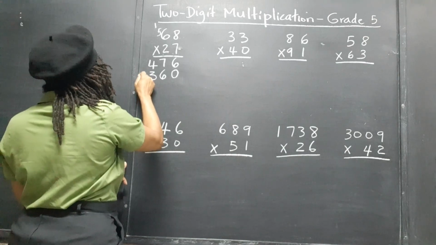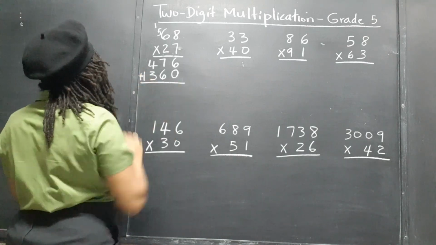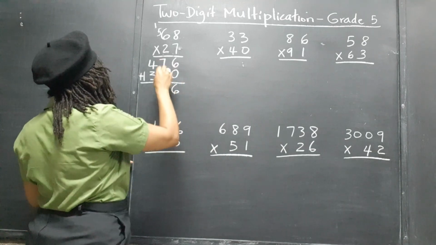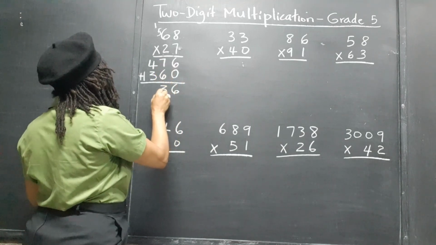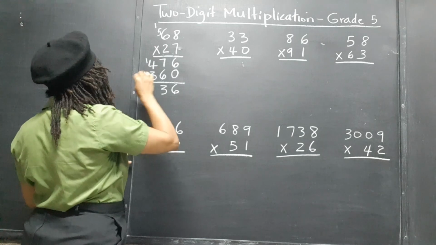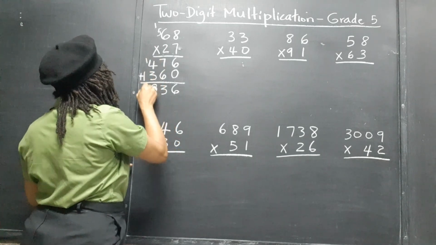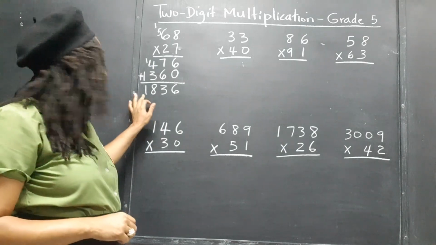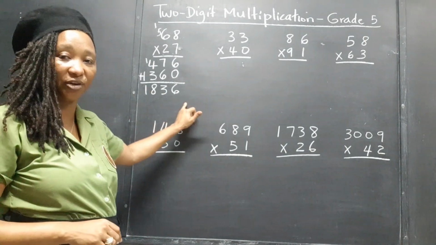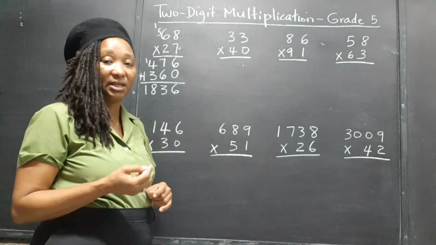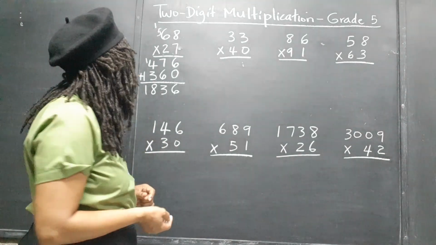And now we're going to add. So 6 plus 0, 6, 7 plus 6, 13, so that's 3 ones, 1 ten, 3 plus 4, 7 and 1, 8, and we carry down the 1. So it's 1,836.